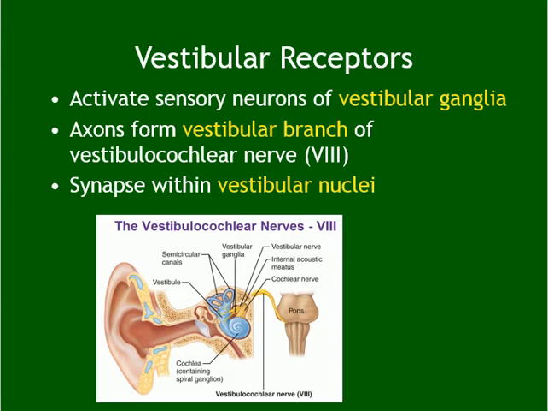Are we following so far? Are we following from the start, from the auricle, all the way until we get to the hair cells, from which we go to the neuron, which is the nerve, the vestibulocochlear nerve. What does vestibulocochlear mean? Vestibulo means it originates from the vestibule. Cochlear means it originates from the cochlea.